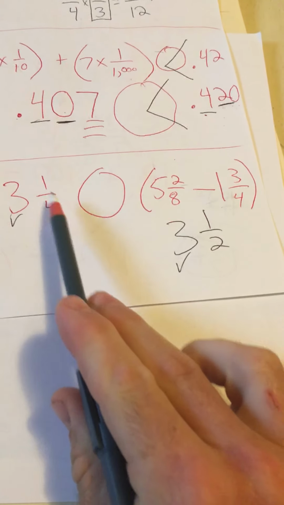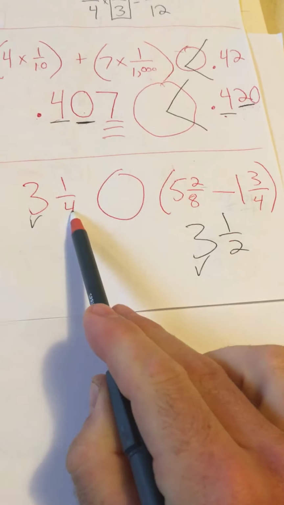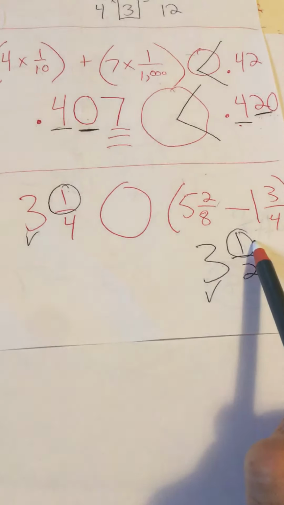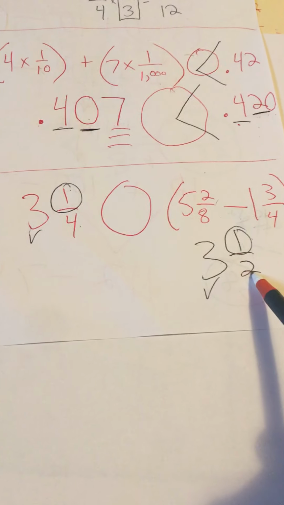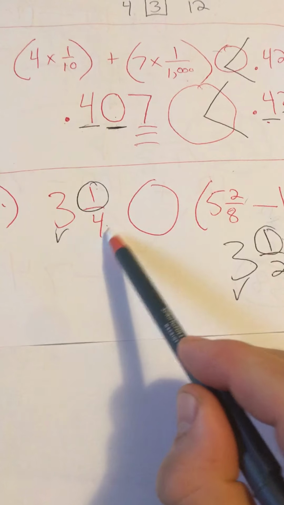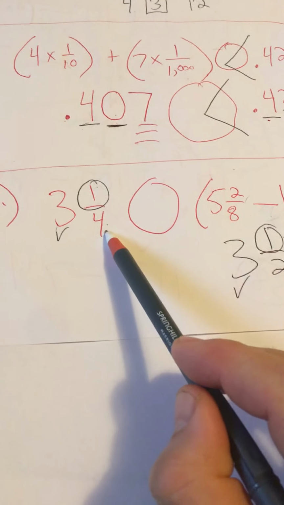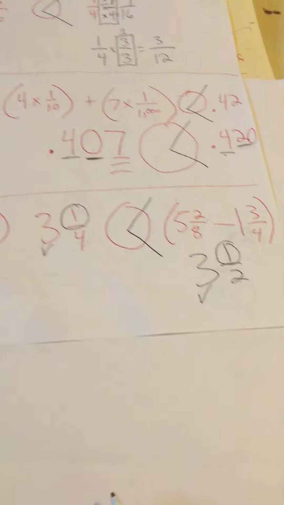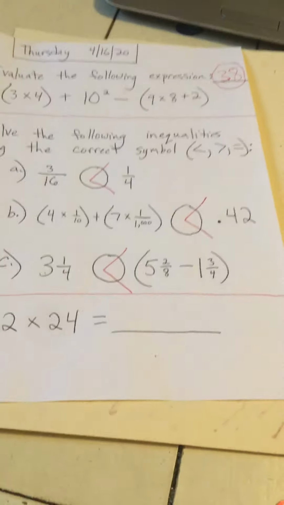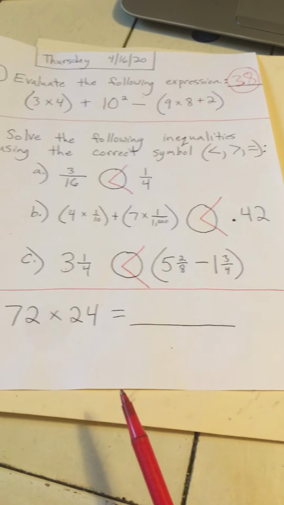Now we look at the fraction. 1/4 or 1/2. We have the same numerator. So we don't need to go changing these denominators. So it's 1 piece that are fourths or 1 piece that are halves. The bigger the denominator, the smaller the pieces. So 1 out of 4 pieces are smaller than 1 out of 2 bigger pieces. Okay, so again, it is less than. 3 and 1/4 is less than 5 and 2/8 minus 1 and 3/4.